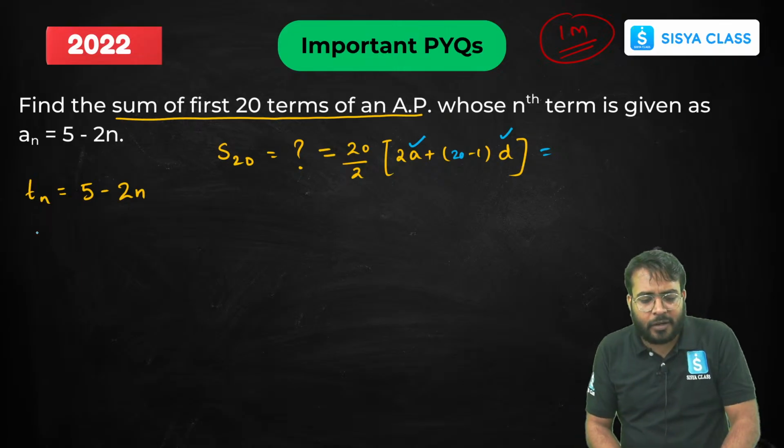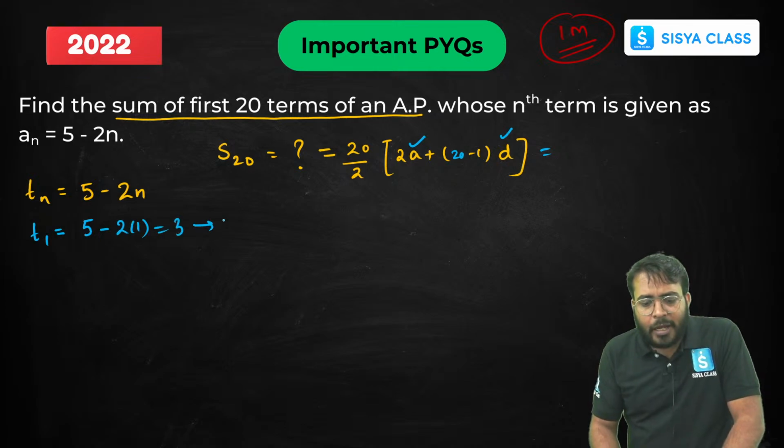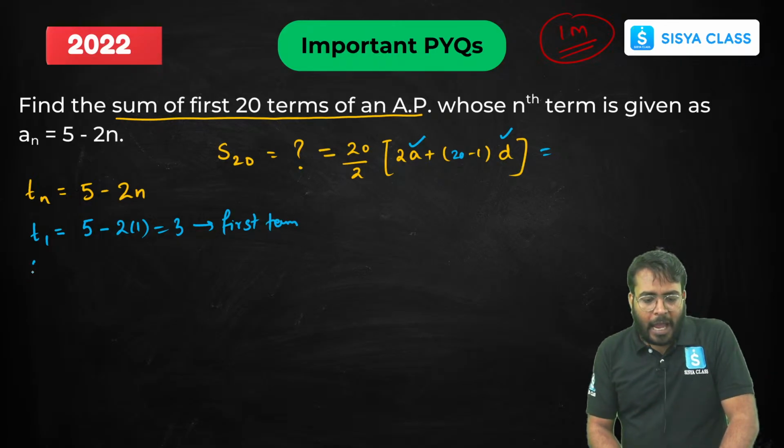The nth term is 5 minus 2n. So what is going to be my T1, my first term? The first term is going to be 5 minus 2 into 1. It is going to be 3, right? And what is 3? My first term. Got it? Okay, fine. And what is my T2?